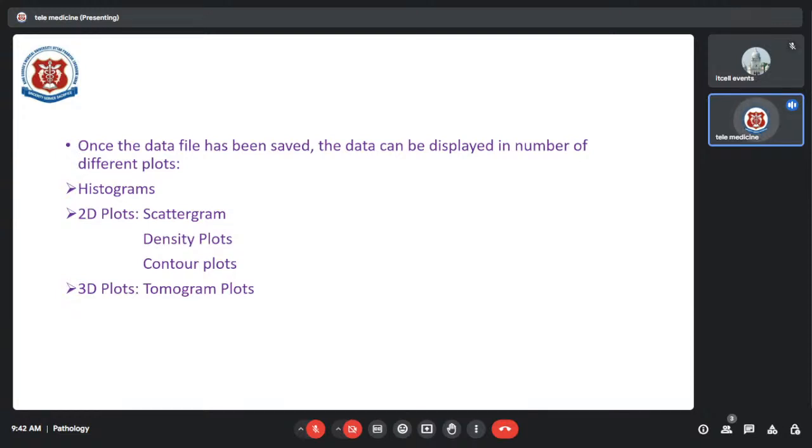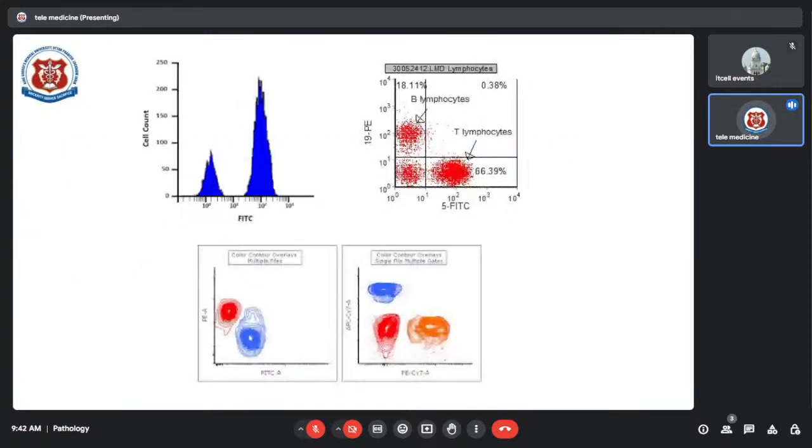So once the data file has been saved, the data can be displayed in a number of ways. You can display the data in the form of histograms or scattergram or density plots or contour plots. So you have different kinds of presentation.